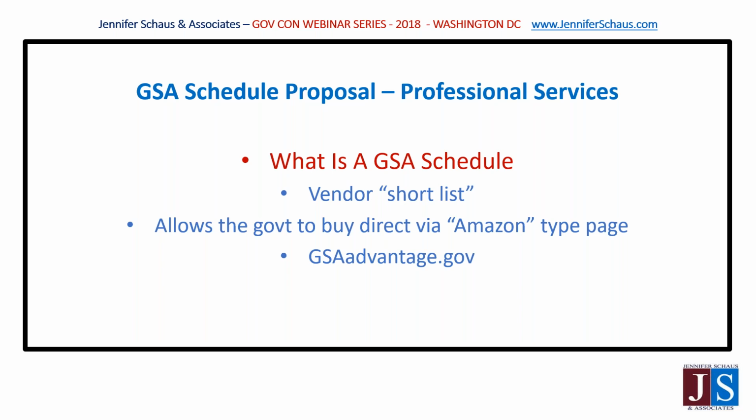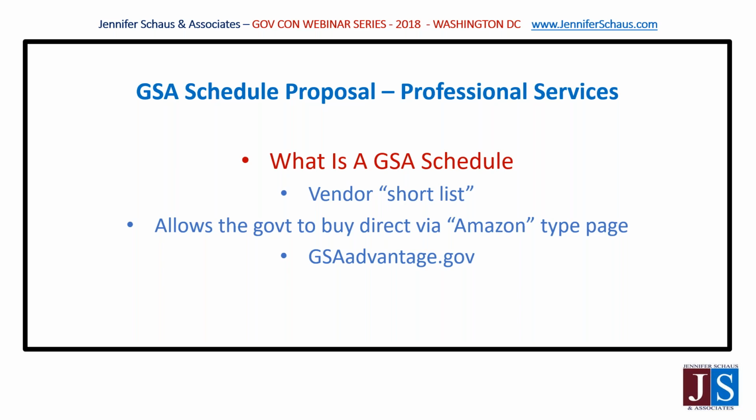I sometimes refer to the schedule as a vendor shortlist. Companies, again, that have been pre-qualified allows the government to buy directly from you without going out for bid at certain dollar thresholds. Those thresholds are determined by the schedule that you're on, but actually more specifically the special item number.